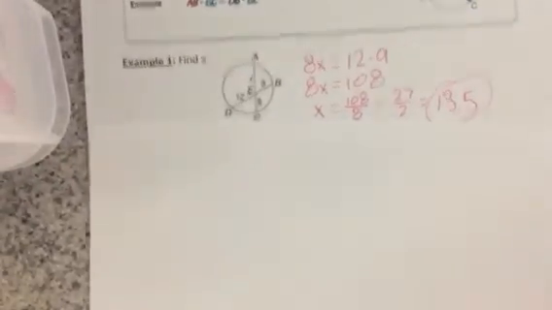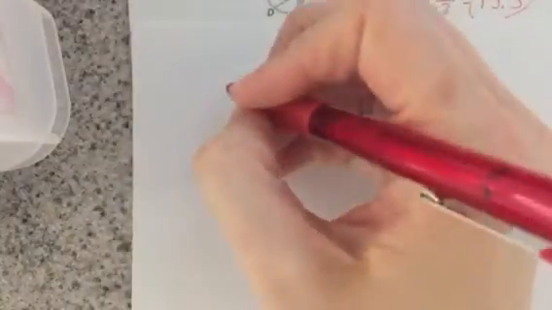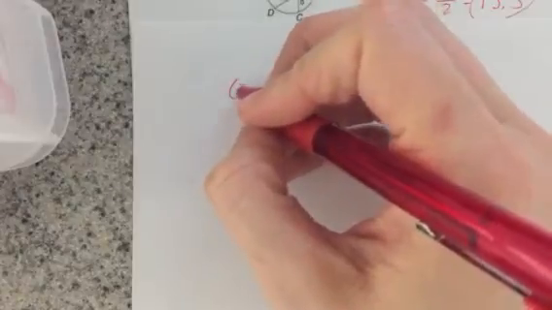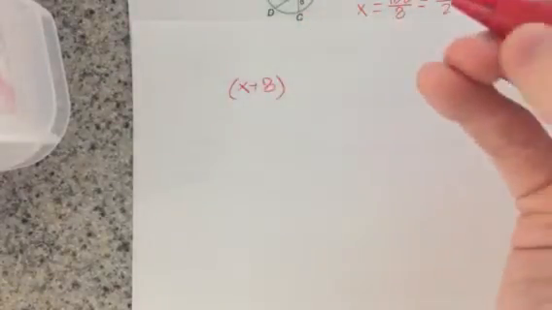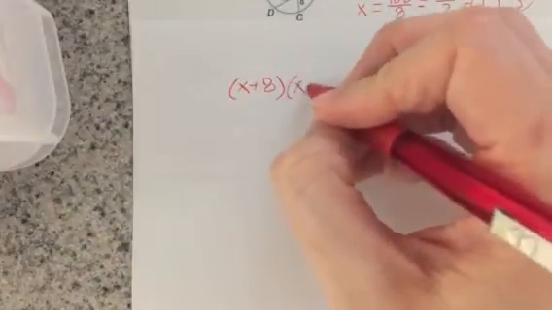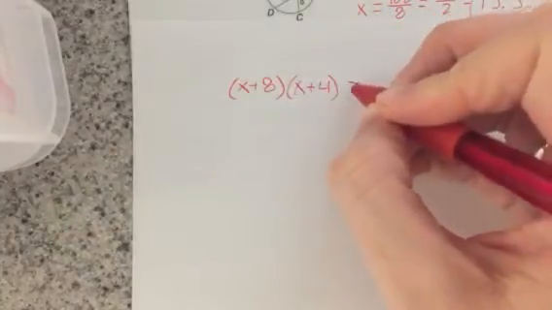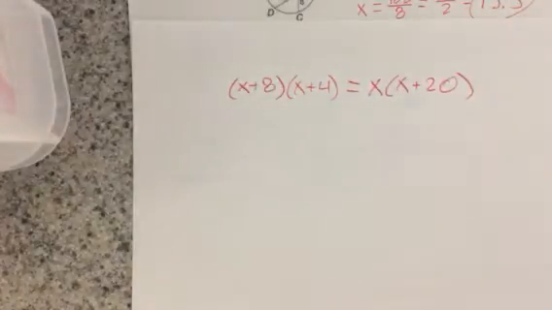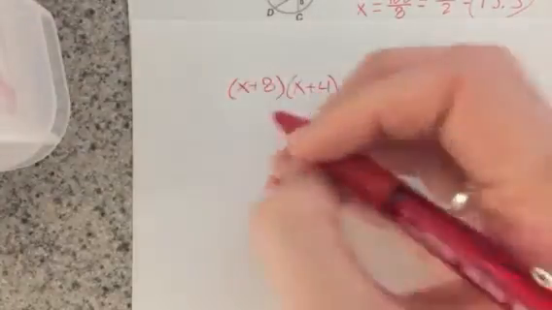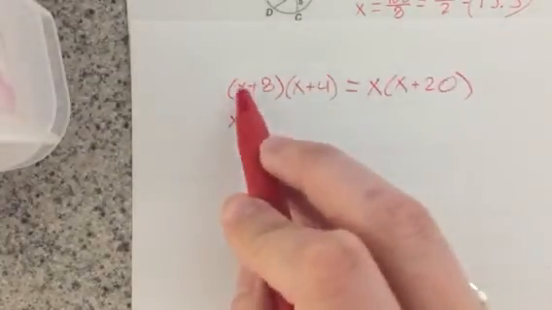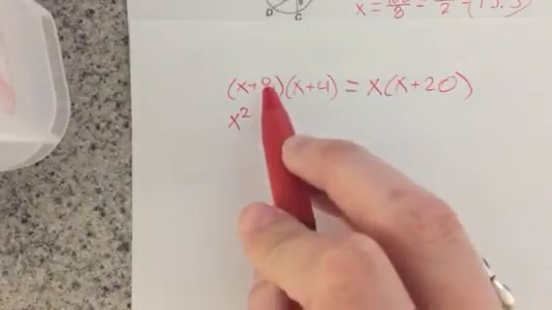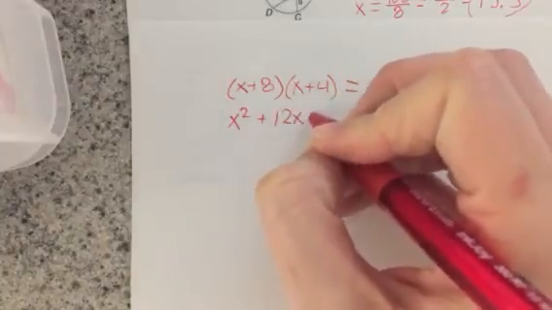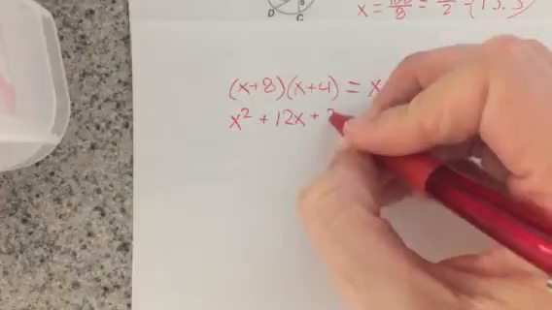Okay. All right, so my setup, like I said, would be x plus 8 times x plus 4. And that would all equal x times x plus 20. All right, so if we solve that out, obviously we'd FOIL this side. X times x is x squared, right? I've got x times 4 is 4x, and then I would do 8 times x is 8x. So that would be 12x plus 8 times 4, which is 32.